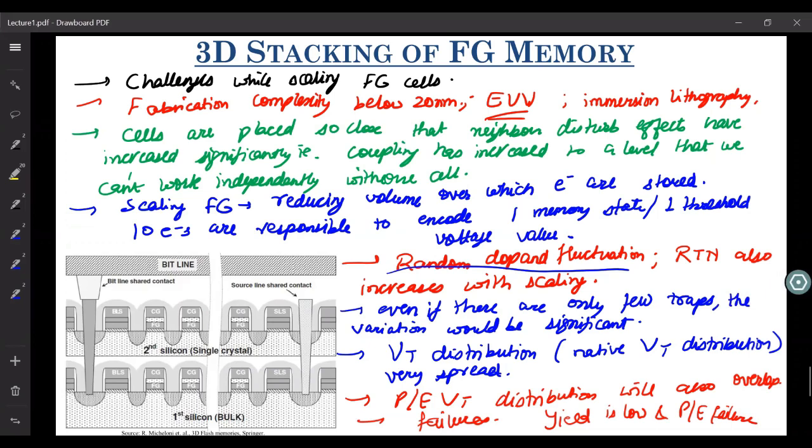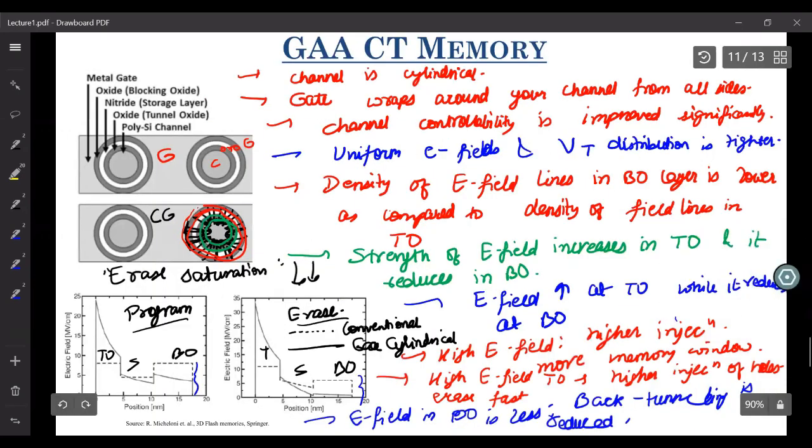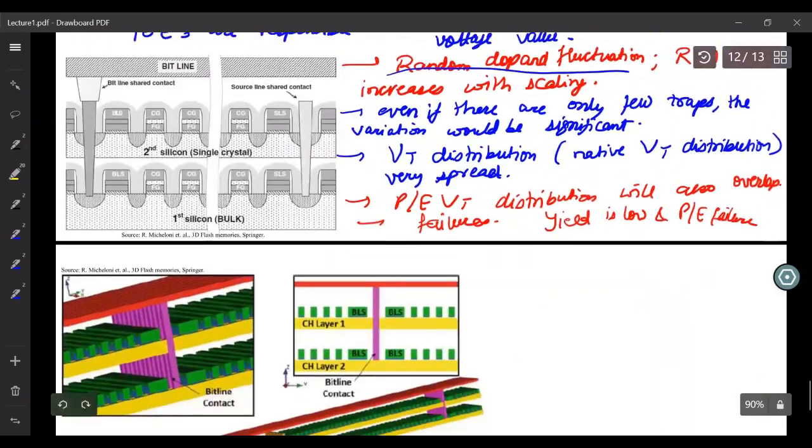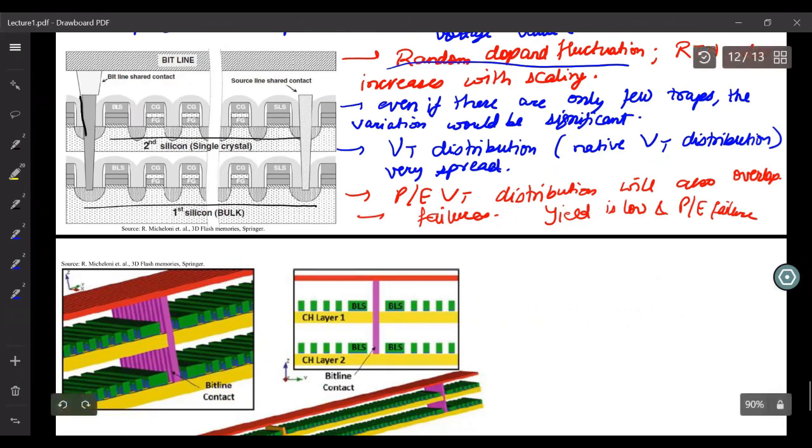So what people say is, instead of scaling them in the horizontal direction, why not stack them on top of each other without even increasing the physical area? Let us increase the density by just stacking them on top of each other. One such attempt was to stack these floating gate cells on top of each other, which is shown over here. So here you can see that there is this first layer of floating gate NAND cell, and on top of it there is this second layer of floating gate NAND cell, and this bit line is shared between the two through this thing, which is called a via.